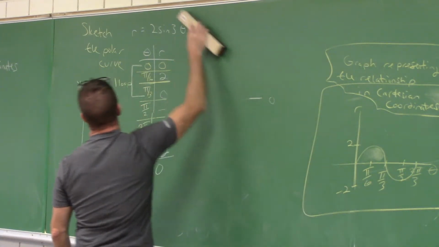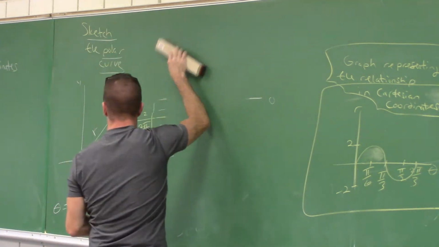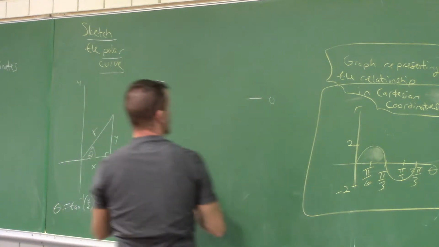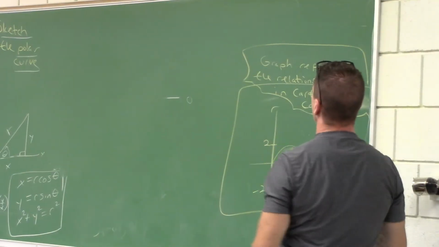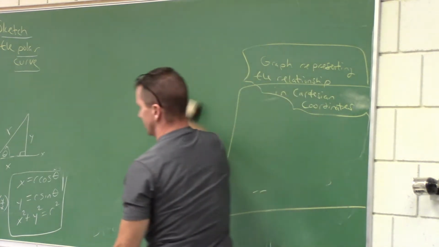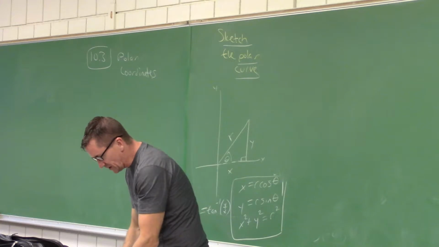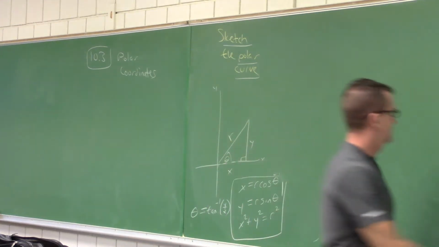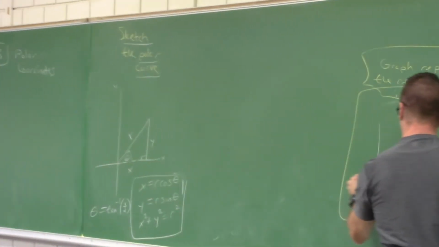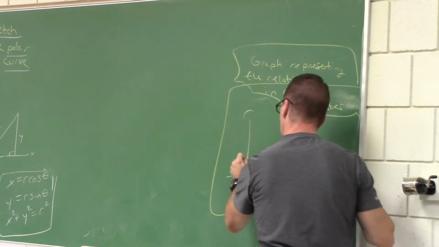And I want you to sketch the polar curve. But I'm going to give you a graph representing the relationship in Cartesian coordinates. All right, here it is. I made this one up. But it's good. This is like number 47. Okay. Last problem. This is theta. This is r.